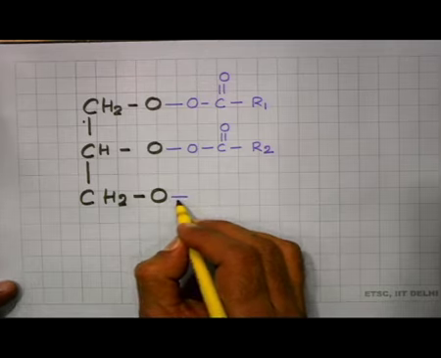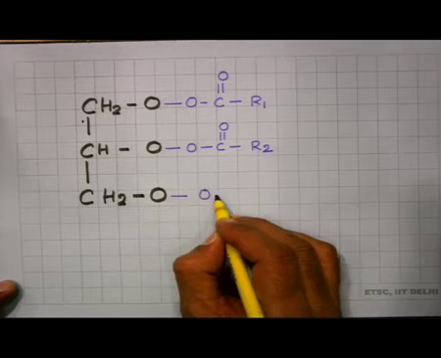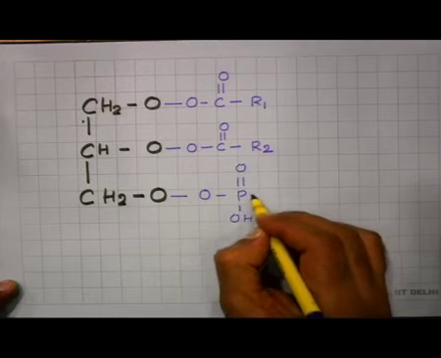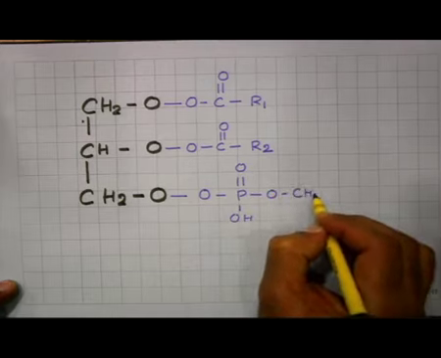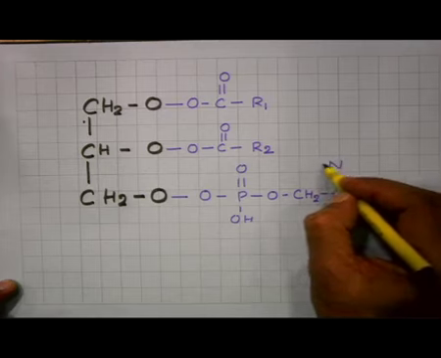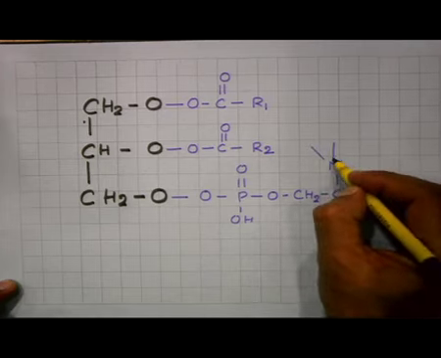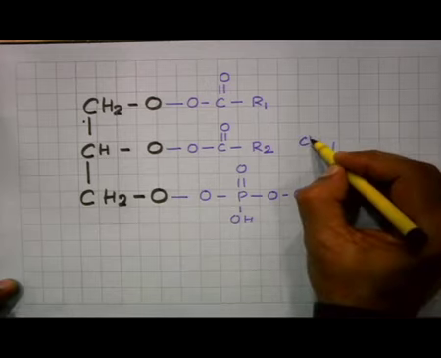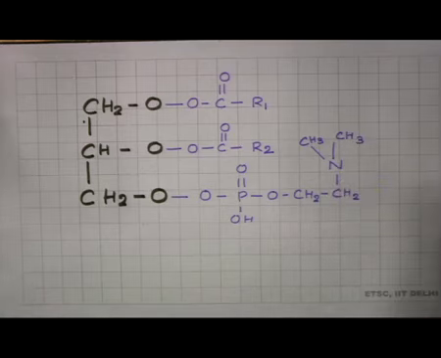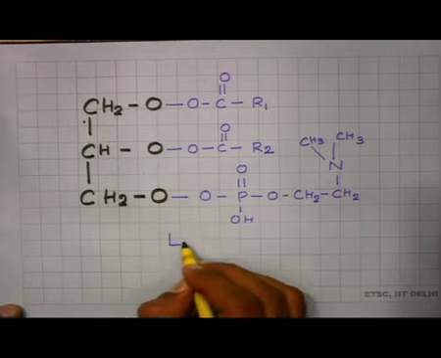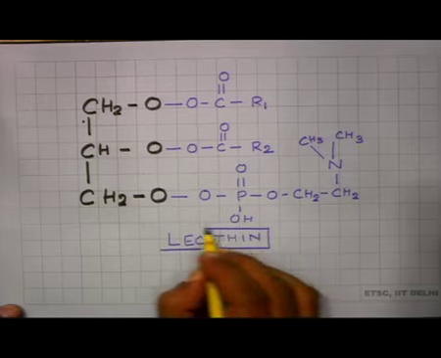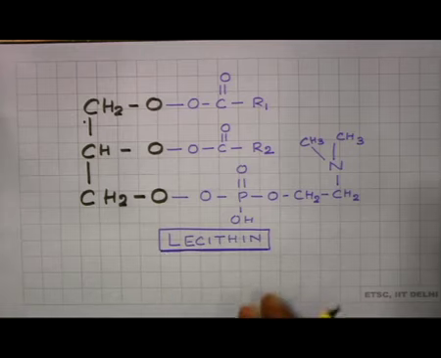Here at the third position there is a phosphate group, here O P O H, here O C H2, C H2, here is N, and CH3. So, this is the structure of a phospholipid that is called lecithin, which helps in the transport of molecules in the plasma membrane.